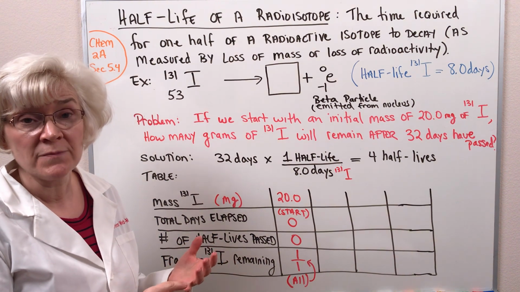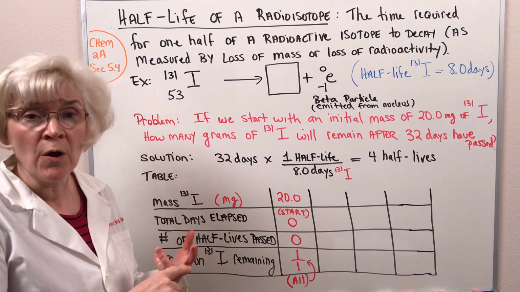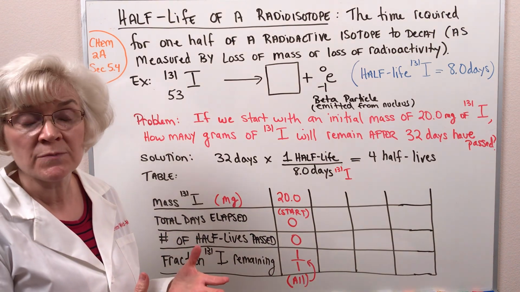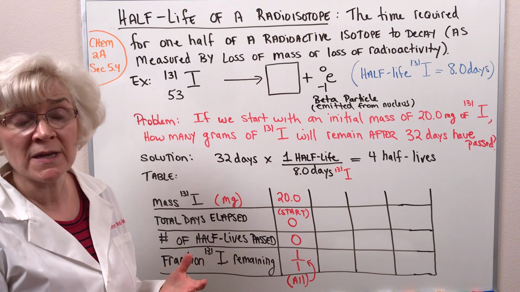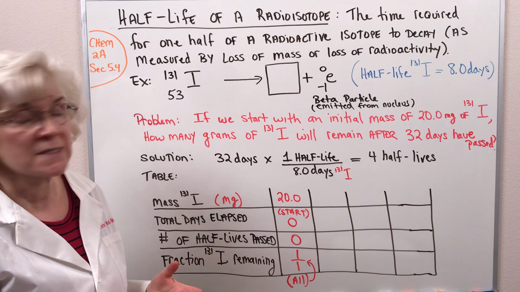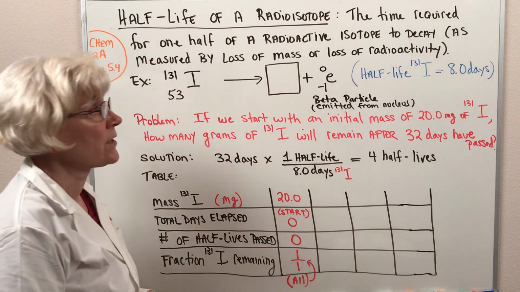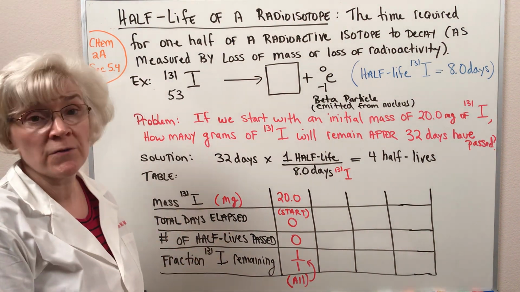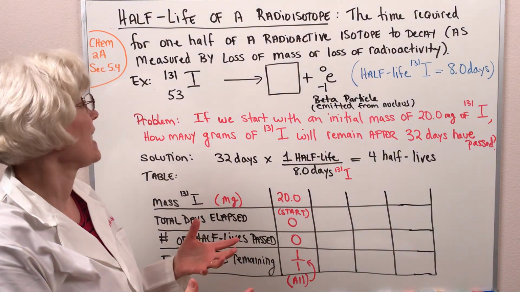That radiation can be in the form of alpha particles or beta particles or gamma radiation. These are the most commonly observed, but there are other types of radiation that can be emitted as well, and your textbook gives you examples of these. So the half-life of a radioisotope is the time required for 1/2 of a radioactive isotope to spontaneously decay.